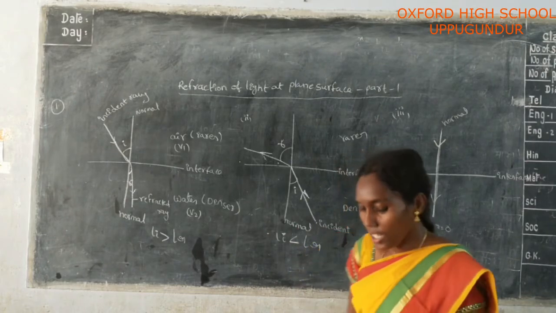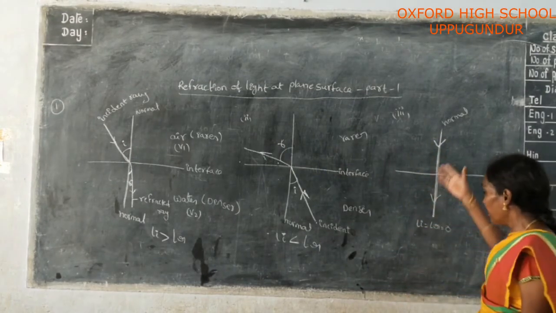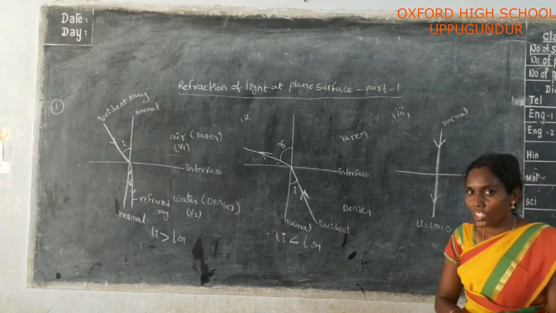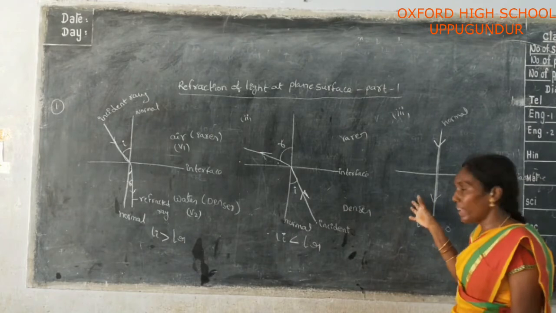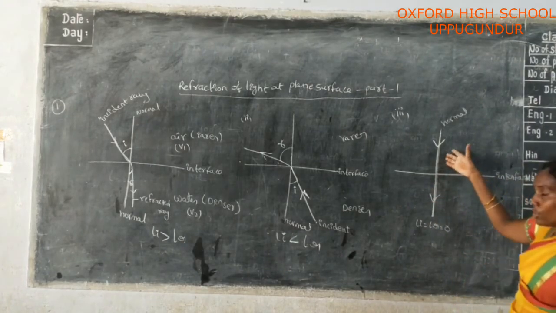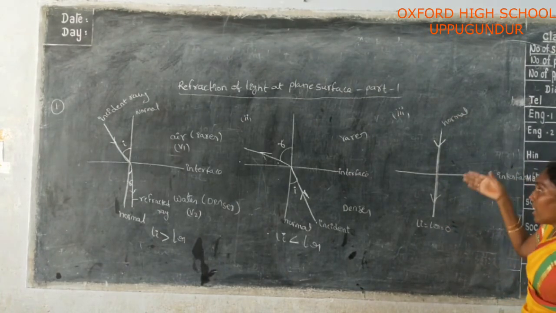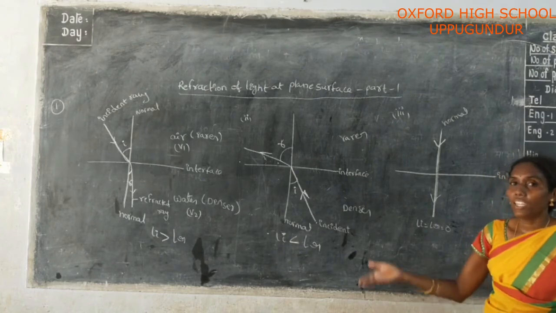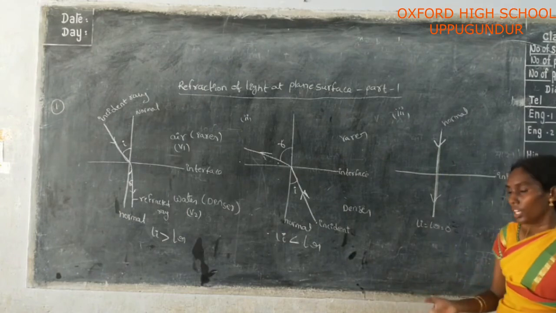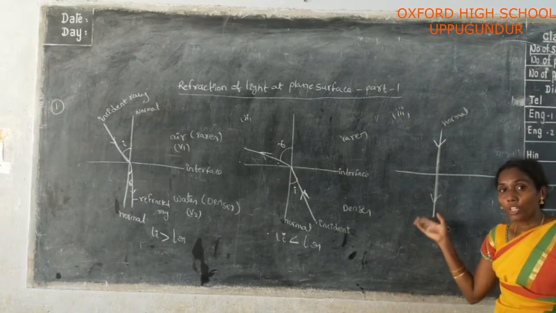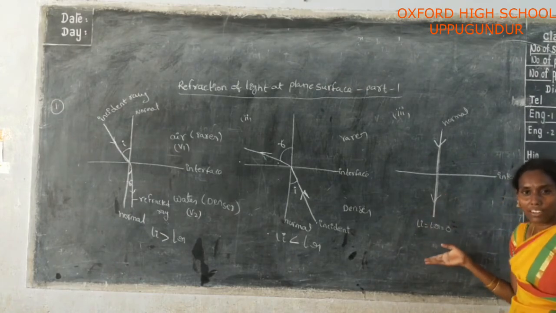Now look at the board. When a light ray travels along the normal, it does not deviate from its original path. That means no refraction takes place at the boundary. Here the incident ray travels along the normal; the normal acts as the incident ray. That's why the angle between the normal and the incident ray is 0. Here also the normal acts as the refracted ray, so the angle between the normal and the refracted ray is 0.